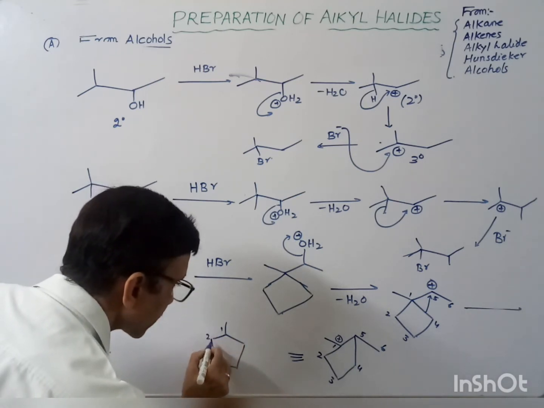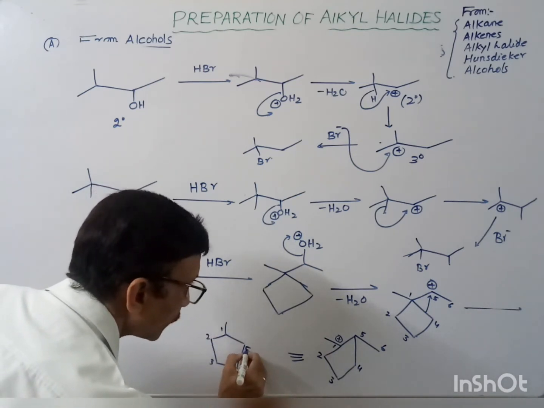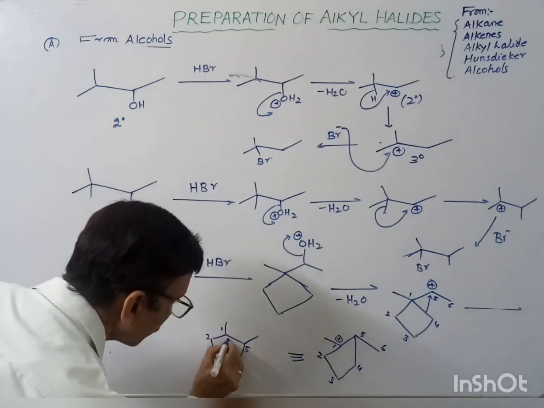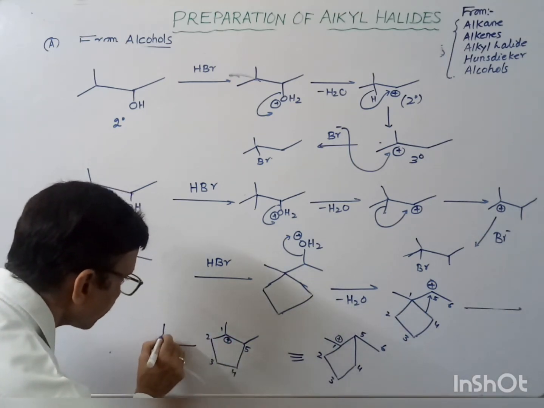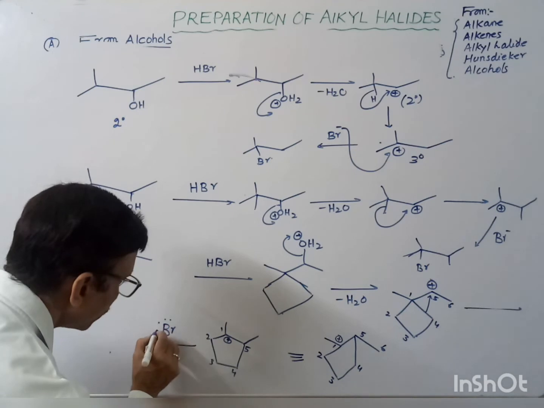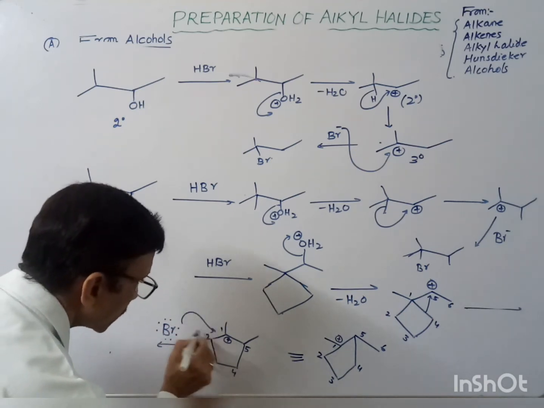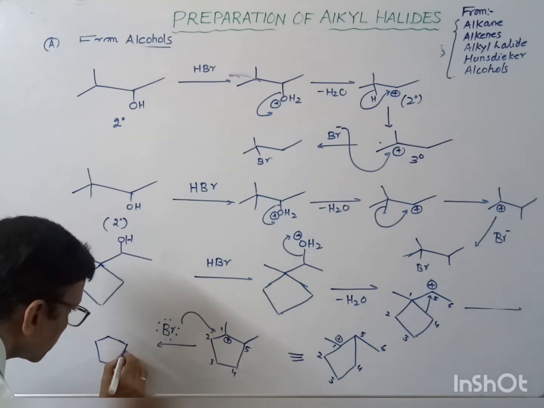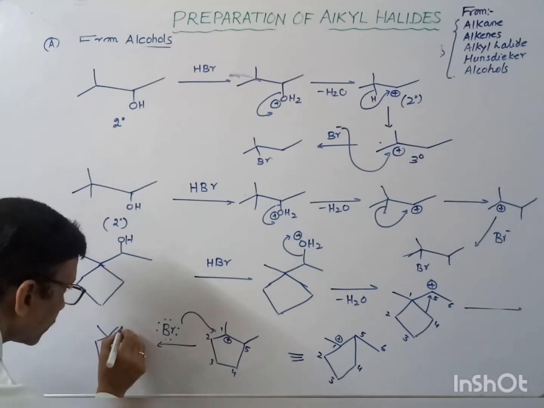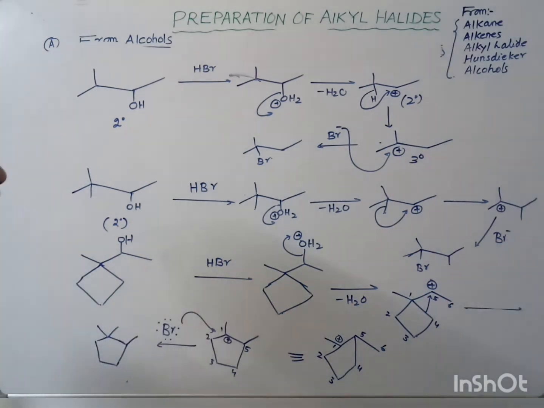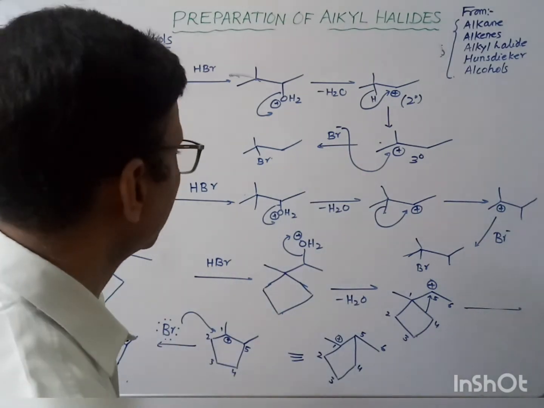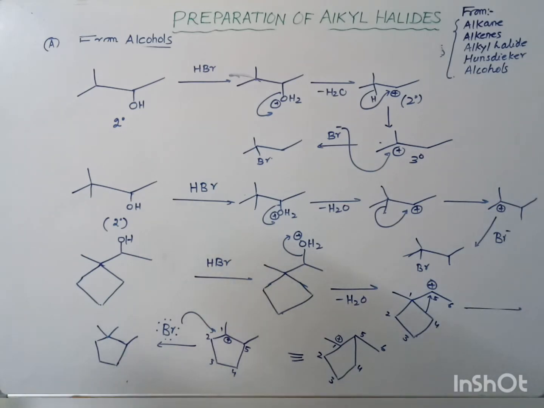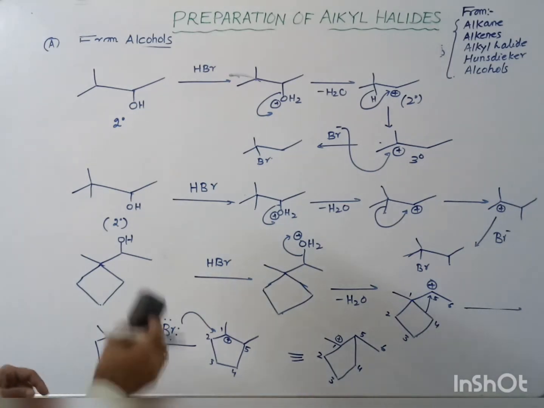So if it is first, second, third, fourth, and this is fifth, the methyl group is present over the fifth position, and here the positive charge is present. Now in the next step, the nucleophile will attack over this positive charge, and we will get this 5-membered ring. So this would be the product which occurs with the expansion of ring. Now, this is about the preparation of alkyl halide from alcohols.